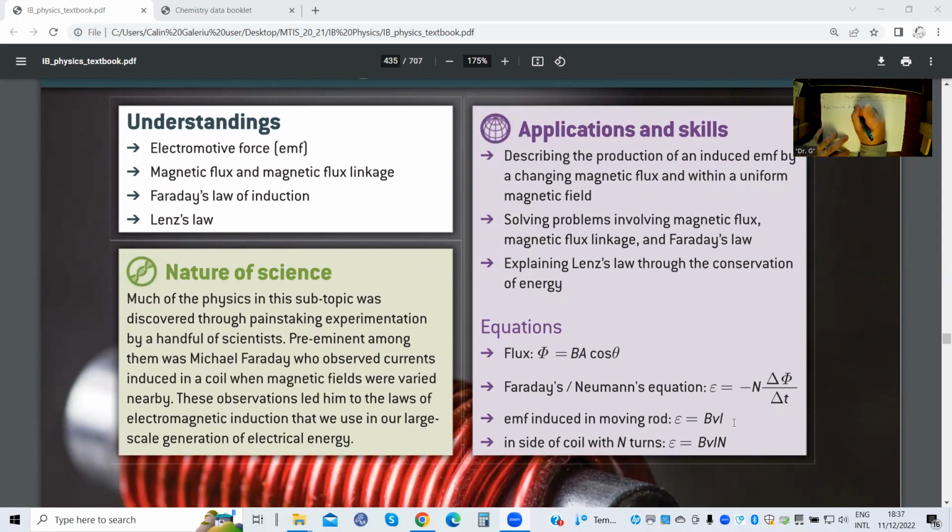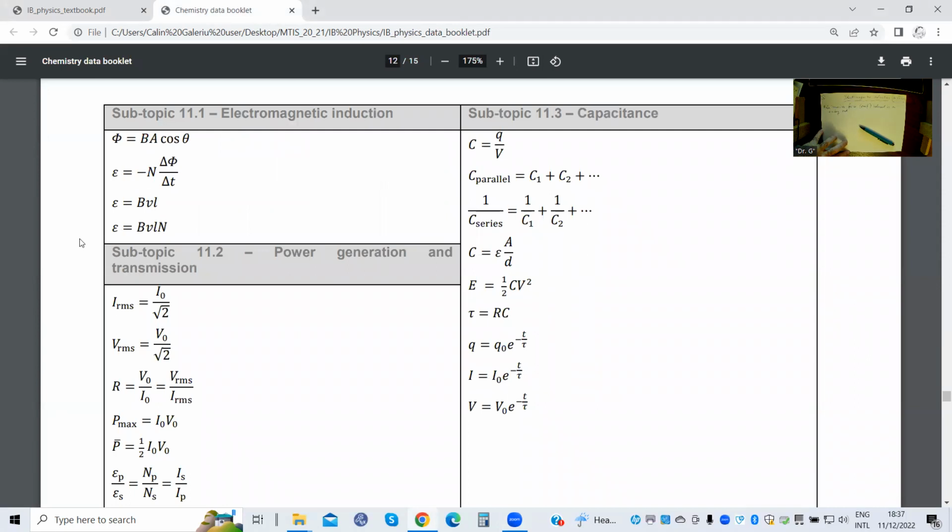Electromotive force, EMF in short, induced in a moving rod. And we have a formula, E equals BLV, that we want to prove. This formula also shows up in the booklet right here.